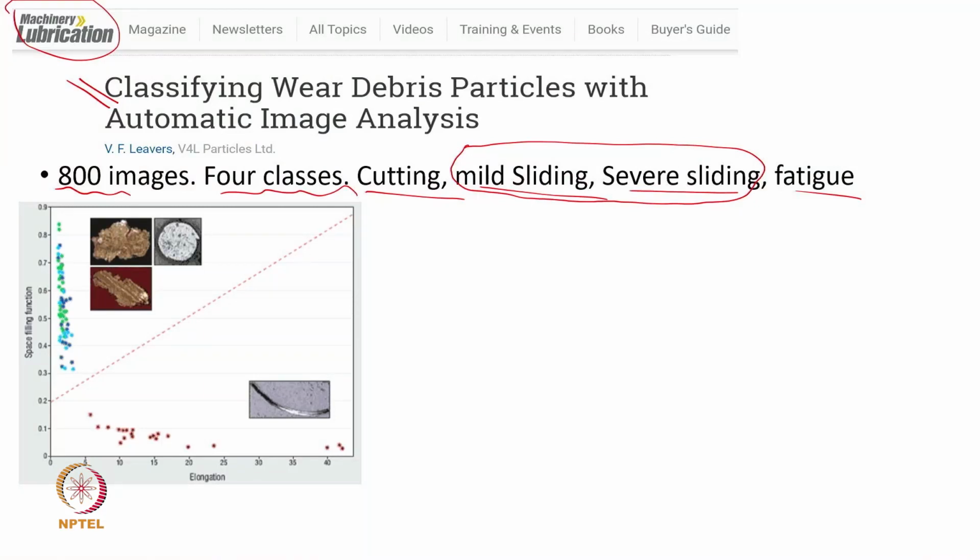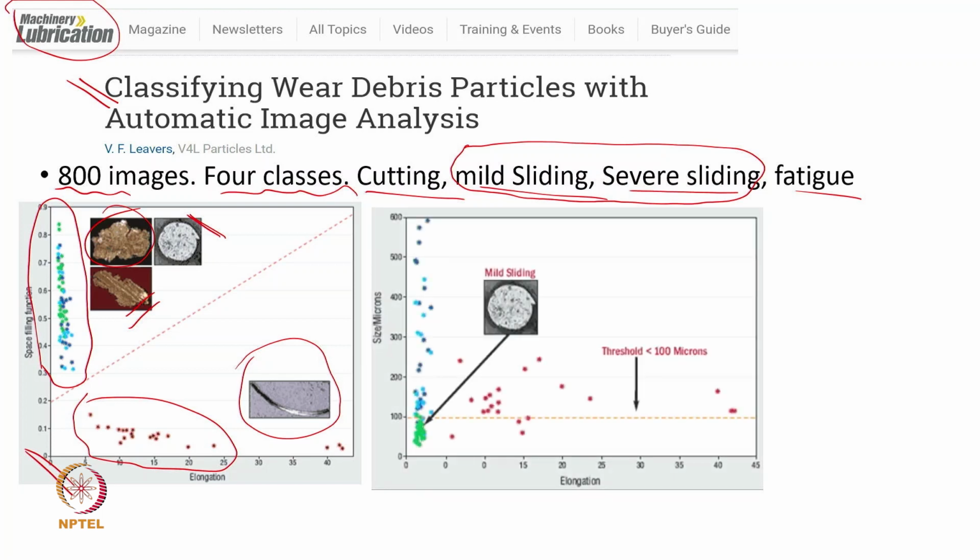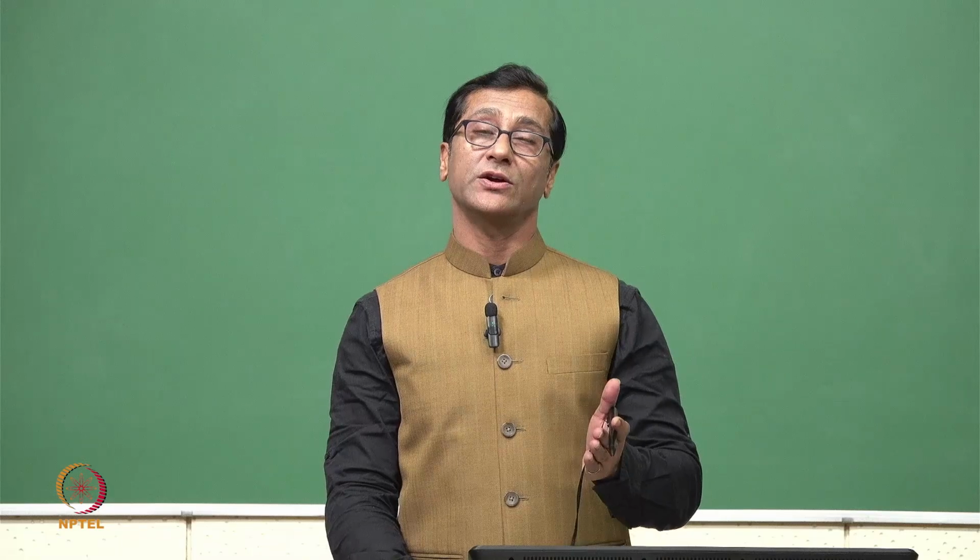So what they did, they tried to do classification. You can see here the cutting wear, and then they are saying this is a mild wear, this is a severe wear, and this is a fatigue wear. So they could divide into 2 categories. A number of particles are coming into this, which is cutting wear, and these particles are coming into severe sliding, mild sliding, and fatigue wear. Then they further arranged from a size point of view, and they were able to say that lesser than 100 micron is a mild wear. In my earlier slide I mentioned lesser than 25 may be mild wear, but more than 25 can turn out to be severe wear.